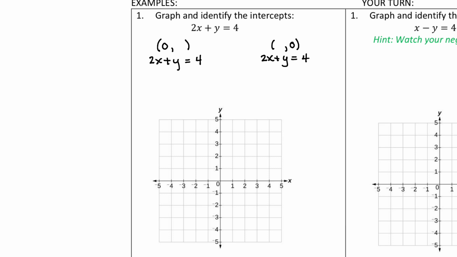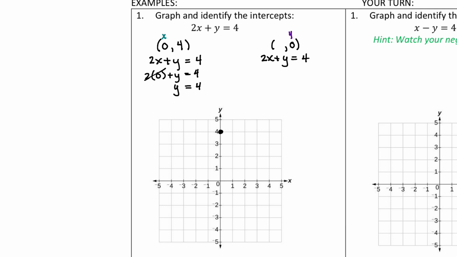And I'm going to let x equal 0 here. So I have 2 times 0, add y. The 0 term cancels out, so I just have y equals 4. Put a 4 up here, and I'm going to graph it. 0, 4. It's right there. Because the 4 is in the y position, it's in the y-axis. It's considered the y-intercept. Okay.